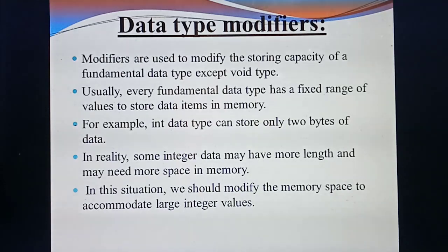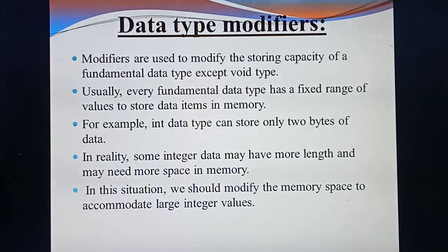Already each data type has some fixed range of values. So what's the fixed range? Int means 2 bytes, that's fixed. Character means 1 byte, that's fixed. Likewise, double means 8, float means 4. This is a fixed range of values.